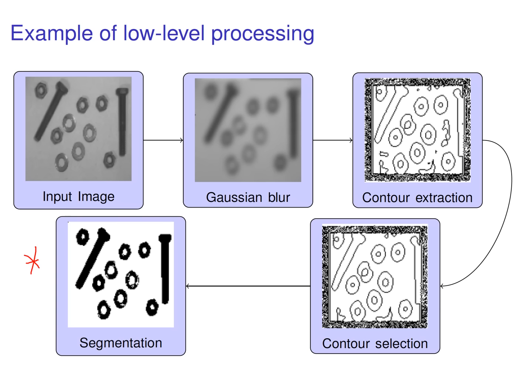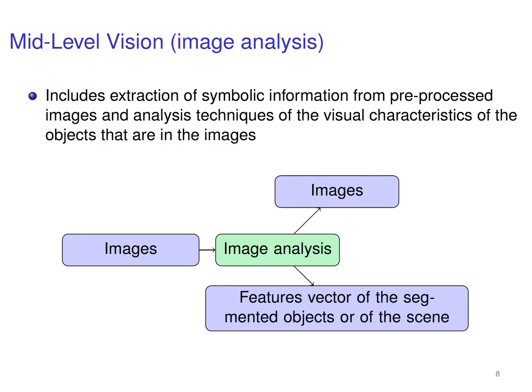Then we went a step further. We would like to do analysis, right? So we did something called mid-level vision. That's image analysis. It includes extraction of symbolic information from pre-processed images and analysis techniques of the visual characteristics of the object. So you have an image and you do analysis; either you show the image for someone else to do the analysis, that's what we did with the low level, or you compute a feature vector of the segmented objects of the scene. So you want to automate the analysis one more time and include that step.